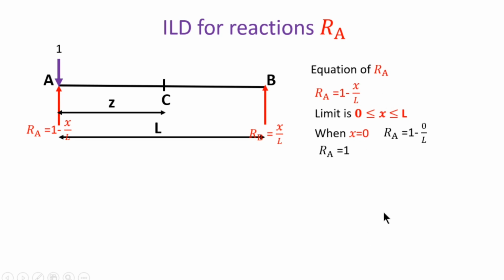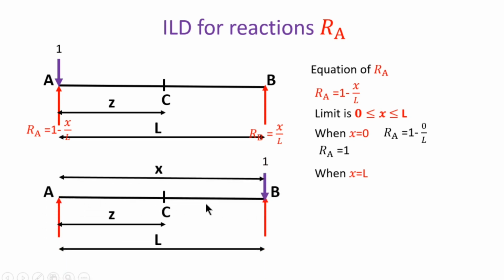Now the next condition is put when x equal to L. It means this unit load is at B, in this way this unit load is at the location of support B. So here we know the equation of RA is 1 minus x by L. Here put x equal to L in this equation. So RA is equal to 1 minus L by L. So that gets cancelled out, it means 1. So 1 minus 1 is 0. So RA is equal to 0.